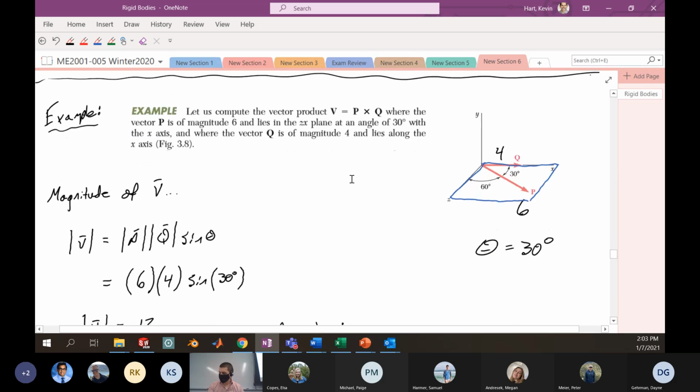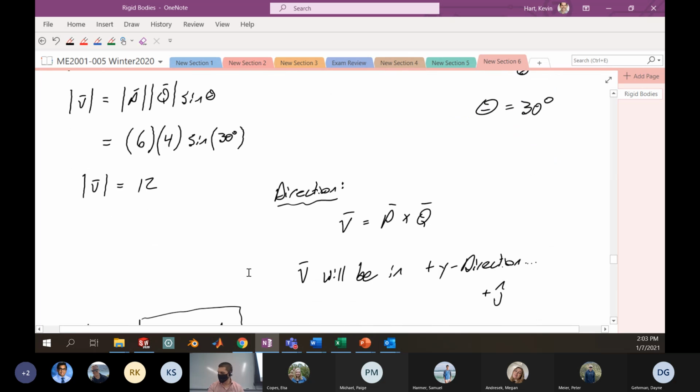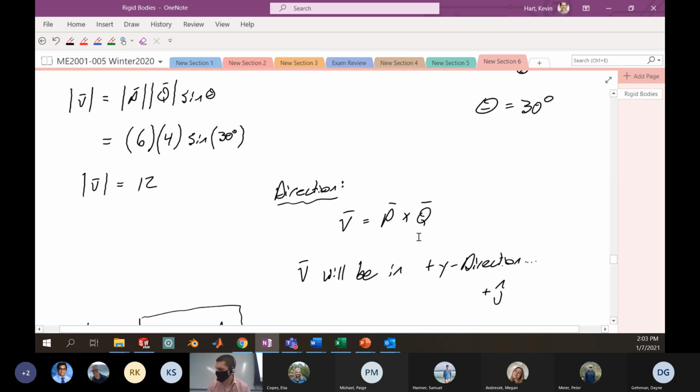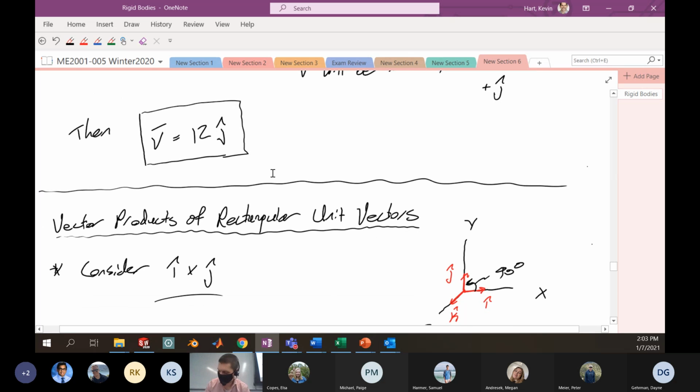We did an example yesterday with some very simplistic vectors, P and Q, with magnitude of 6, magnitude of 4, and an angle of 30 degrees between them. Then we looked at what is the magnitude of the resultant and what is the direction. All right, so resulting in the positive y direction for this example, giving you a vector of 12j.